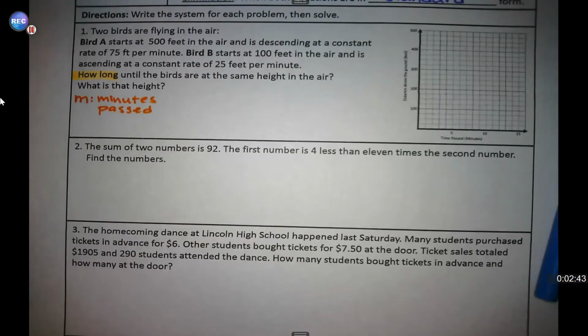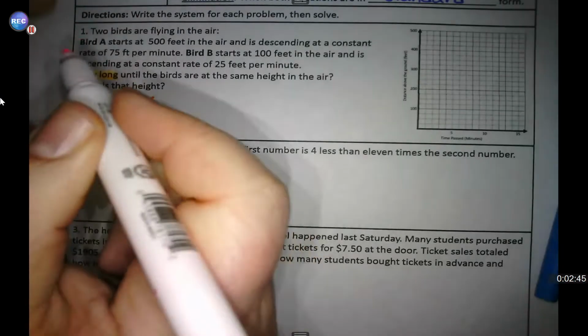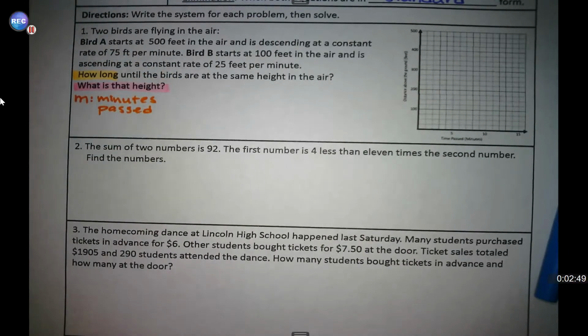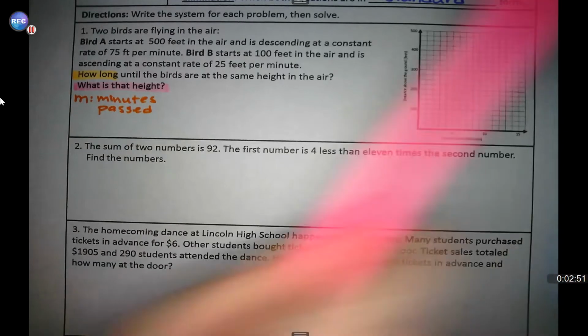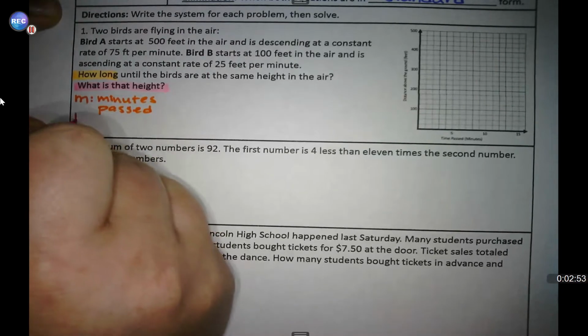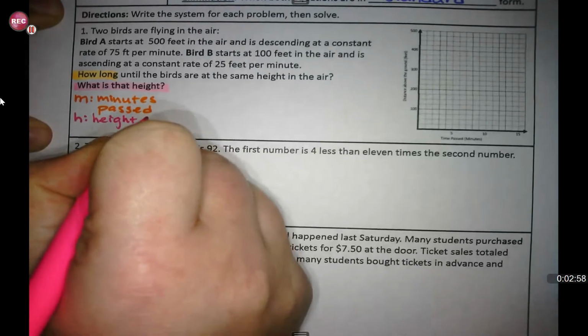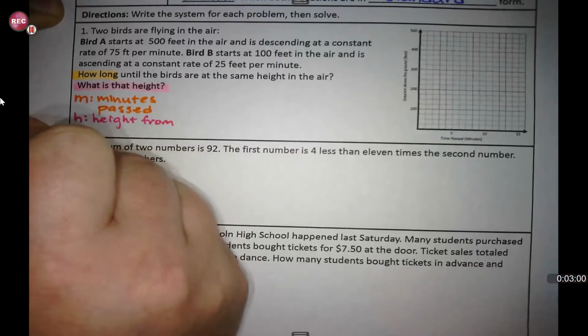Then the second thing that asks us, well, what is that height? I don't know when they cross paths, so what is that height in the air? I'm going to call that h, and that is our height from the ground.